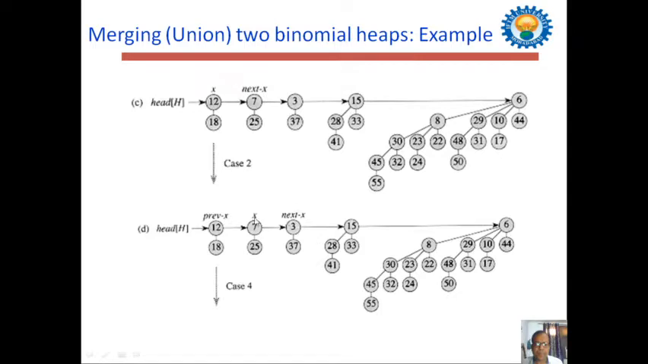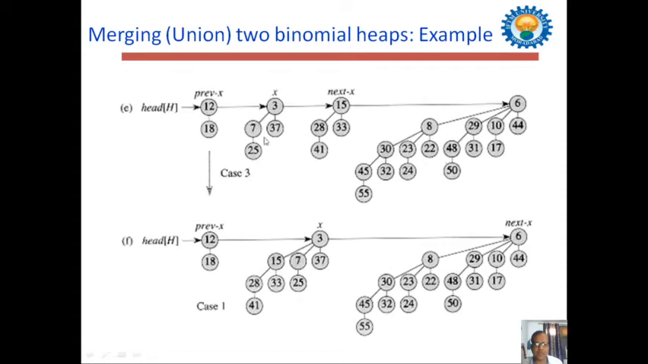So we have to merge these two. So which is the case? Here it is case 4 because the key of next of x is smaller than the key of x. So x will become the leftmost child of next of x, as we can see here. Now this is next of x. Now again these two binomial trees in this binomial heap have the same degree. So again there will be either case 3 or 4.